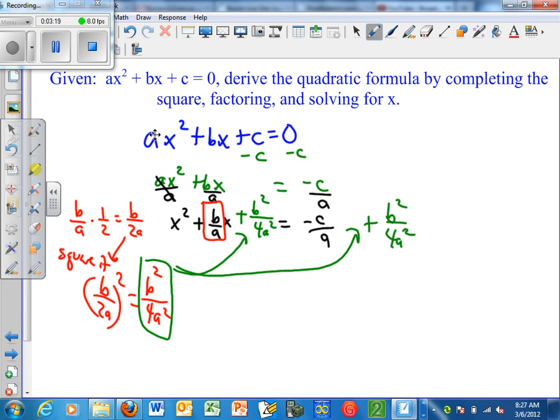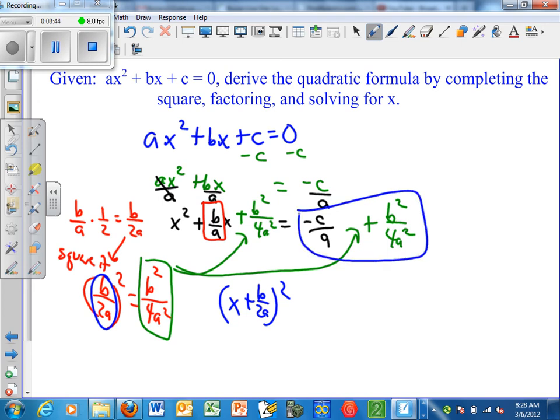Now, if you remember in completing the square, in the last section, you wrote this side as a binomial squared. What went in there was always the x, because it's x squared, and then whatever we squared to get what we added to both sides. So this right here is what I squared. So it's x plus b over 2a. On the other side, I'm adding these. In order to add algebraic fractions, we need a common denominator. So negative c over a plus b squared over 4a squared, and we'll get a lot more into algebraic fractions in a future unit next quarter, but my common denominator would be 4a squared.